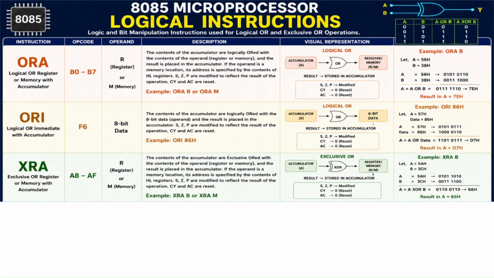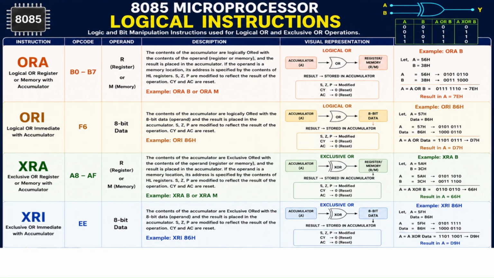Again, sign, zero and parity are updated. Carry becomes 0 and auxiliary carry becomes 0. Let's see the example. Suppose accumulator A contains 5AH and register B contains 3CH. Convert them into binary and perform the XOR operation. Then we obtain 01100110, converting into hexadecimal, 66H. Therefore, after executing XRA B, the accumulator becomes 66H.